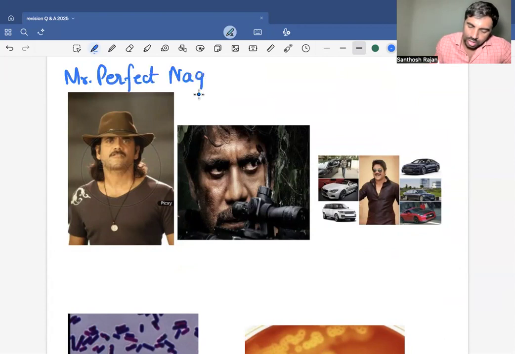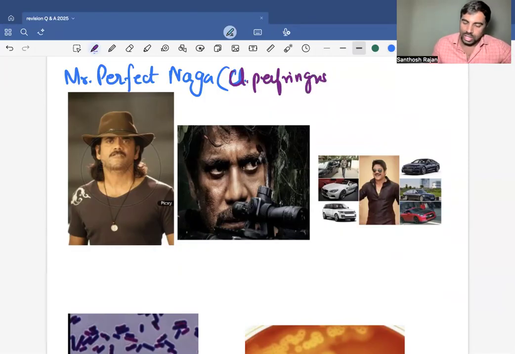Perfect Nagarjun, or Naga. Why? Because Mr. Perfect is Clostridium perfringens. One question came again in the recent FMG exam. Mr. Perfect is Nagarjun and Naga because of Nagler's reaction.